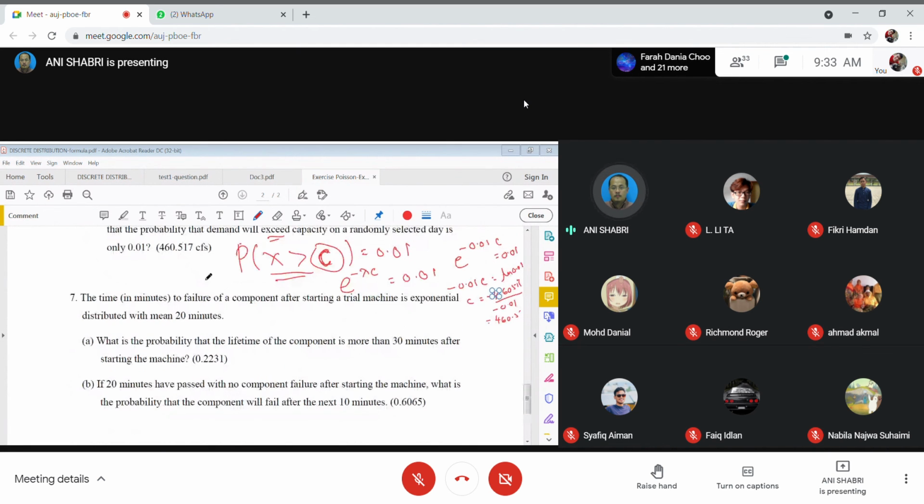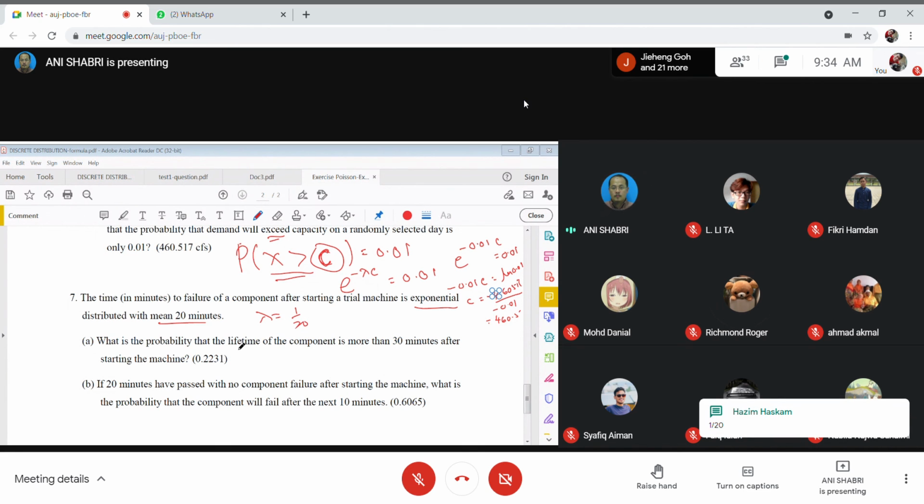Number 7. The time in minutes of failure of a component after starting a trial is exponential. The mean is 20. What is the value of lambda? Lambda is 1/20.